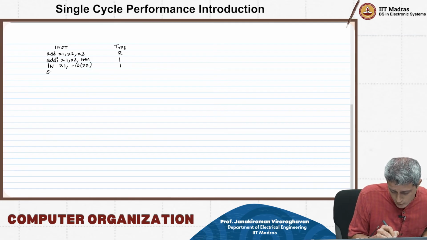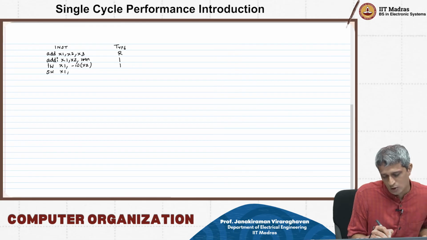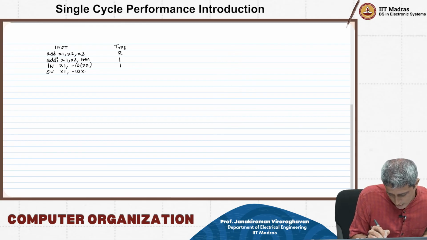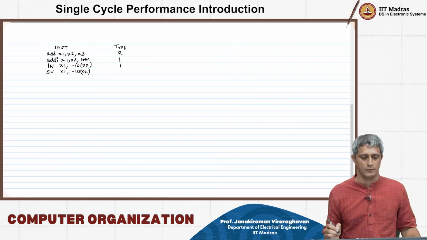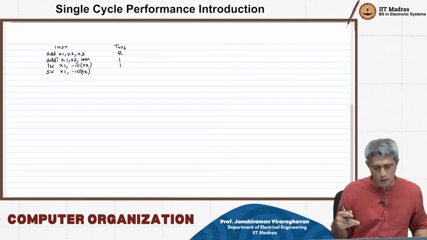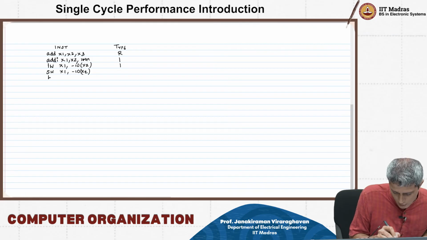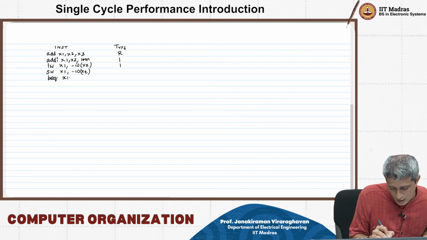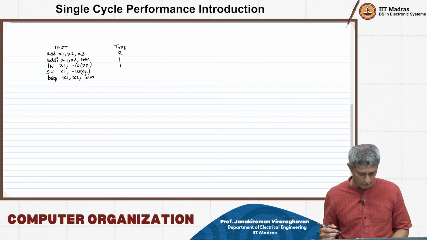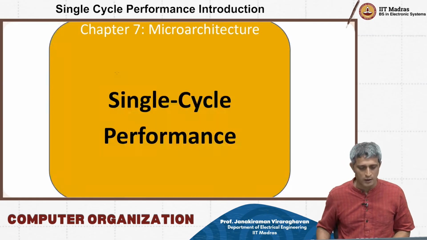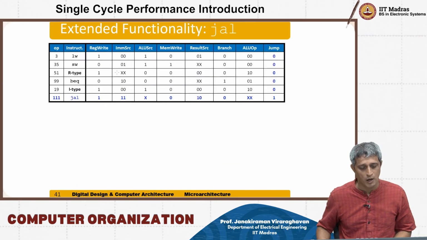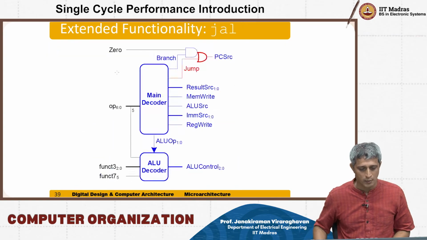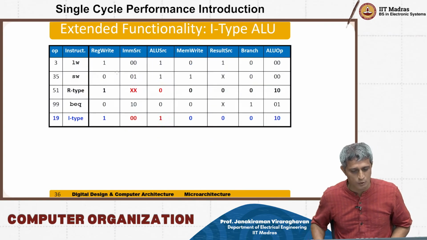Then you can do a store word, x1, minus 10 of x2 again here, right. Then you could do a branch on equal, which basically is x1, x2 and immediate data, right. If I am not mistaken, that is the format that we used for the branch on equal type of instruction. So let's just be sure about that.